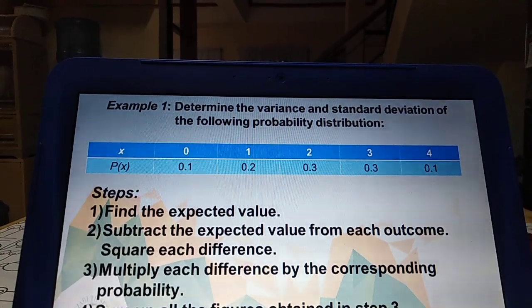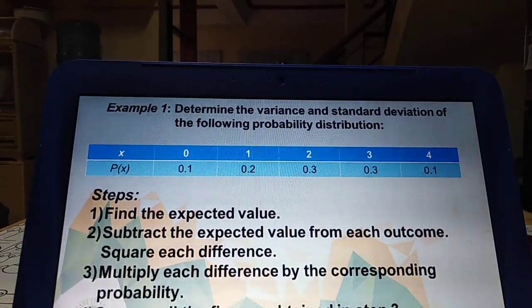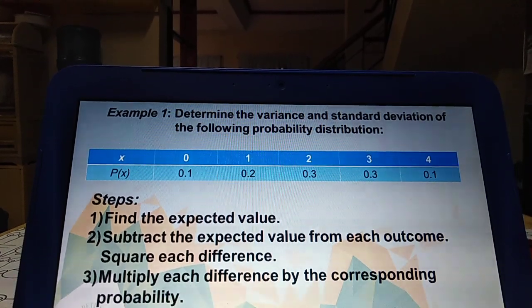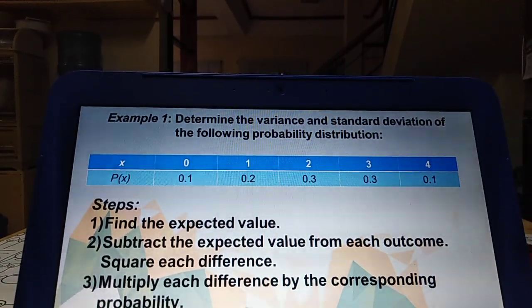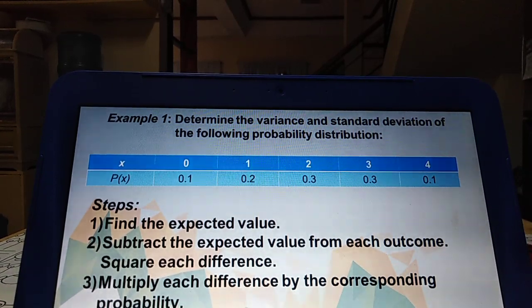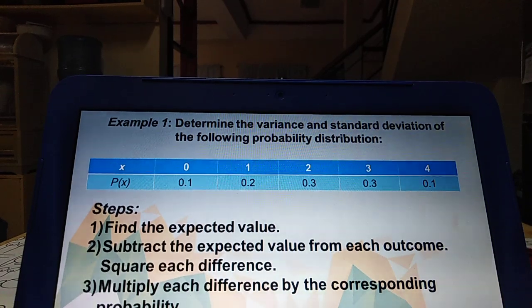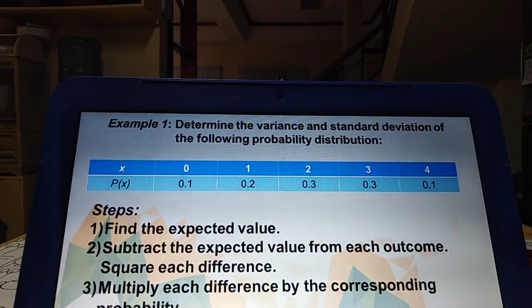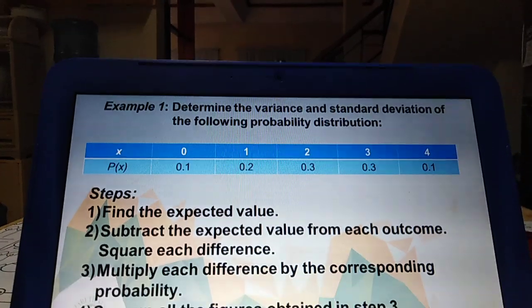Okay, first, we have to get the variance before we get the standard deviation. So first we find the expected value, and then we subtract the value from each outcome, square each difference, and then we multiply the squared difference by the corresponding probability, and the sum of all the figures obtained in step 3 will be our variance. Okay, this is now our solution.